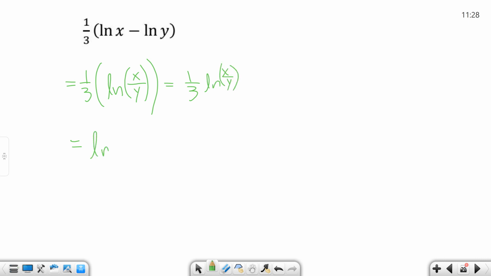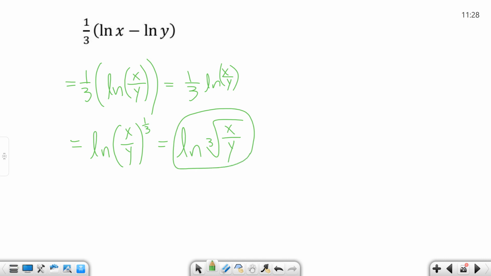So then this becomes what? Ln of x over y to the 1/3 power, which can also be written as ln of the cube root of x over y. So if you were in my class, I would take this answer or this answer. I don't want the 1/3 out front because it says coefficient of 1 out there, so the 1/3 would not be following the directions there. All right?